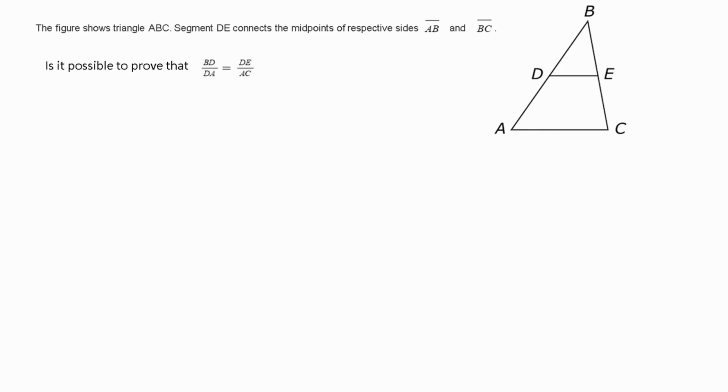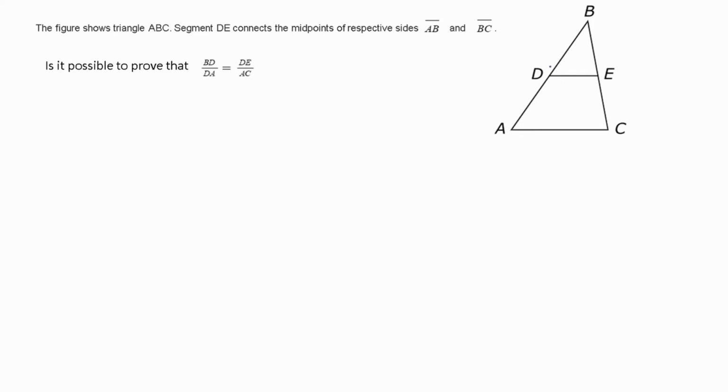Next up, it says the figure shows triangle ABC. Segment DE connects the midpoints of respective sides, AB and BC. So this gives us our mid-segment theorem. And it says, is it possible to prove that BD over DA is equal to DE over AC? So what we want to do is show that they are proportionate.